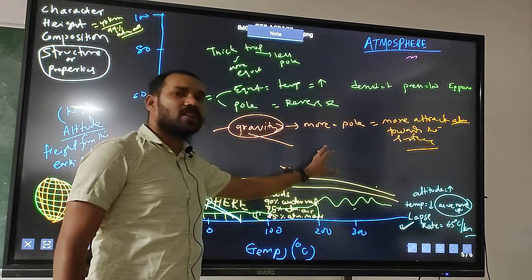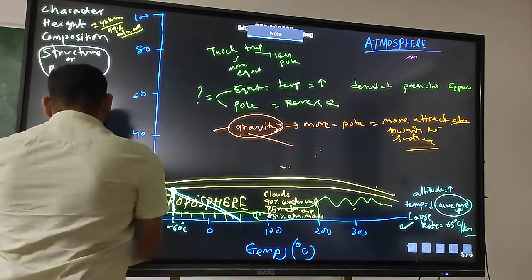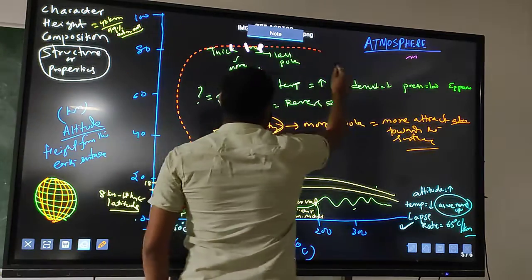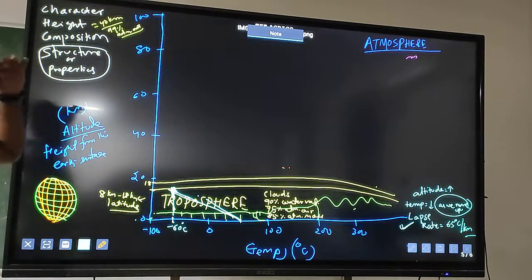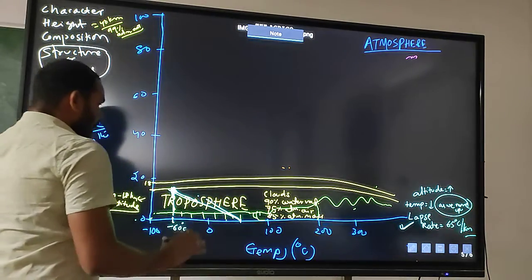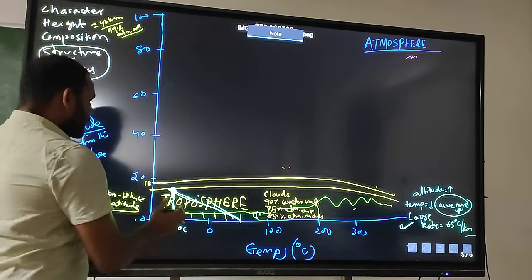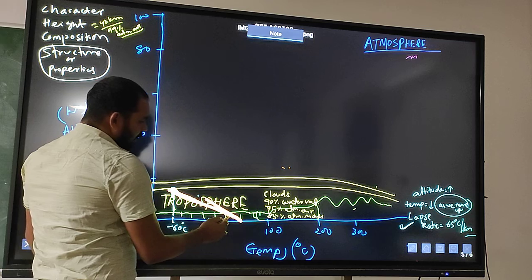At the equatorial region, the attraction will be less, so the expansion of the air will be more. So this is the basic concept behind the tropospheric layer. Okay. So now you can say here the temperature is more. The temperature is more here.